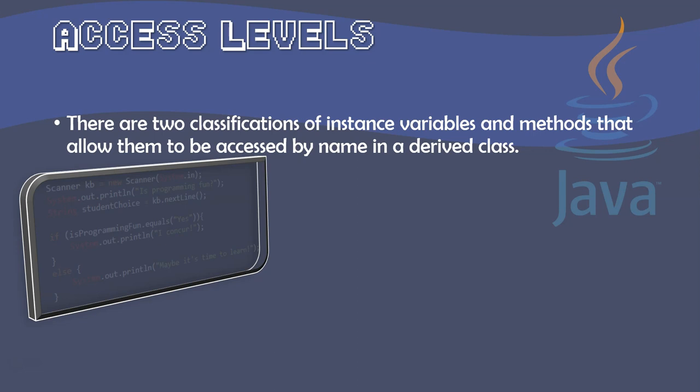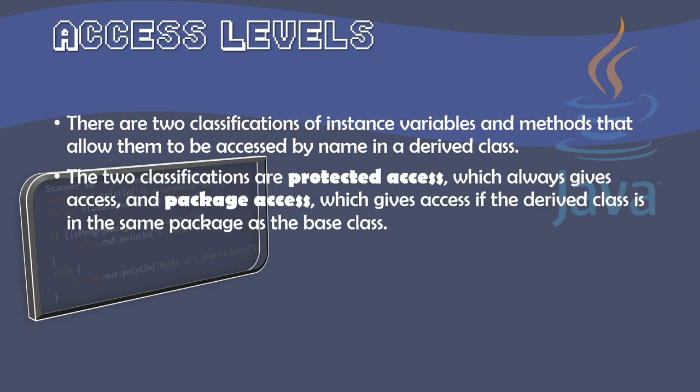There are specifically two classifications of instance variables and methods that allow them to be accessed by name within a derived class. We, of course, already know what public does because that allows it to be public. But there are two other classifications that help us place additional restrictions upon them, because obviously public lets it be everywhere. The ones we want to look at today are protected access, which always gives access, and package access, which gives access if the derived class is in the same package as the base class.